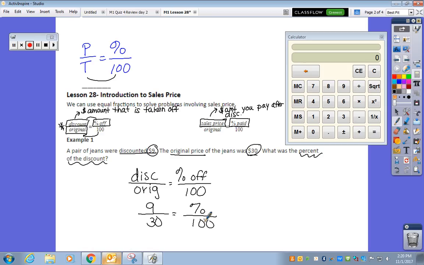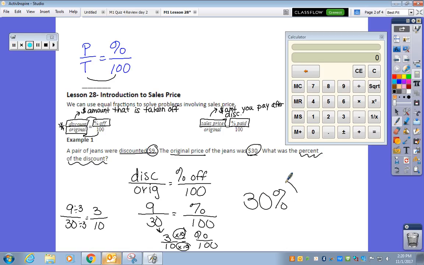So in this case, I would look at these, and I would say they can be simplified. 9 over 30, both can be divided by 3, which gives me 3/10. So I'm going to rewrite that as 3/10 equal to percent over 100. 10 times 10 is 100, so 3 times 10 tells me these jeans were 30% off in the store. Okay, so that's what it's saying. Let's look at another example.